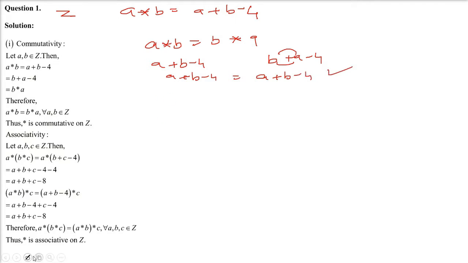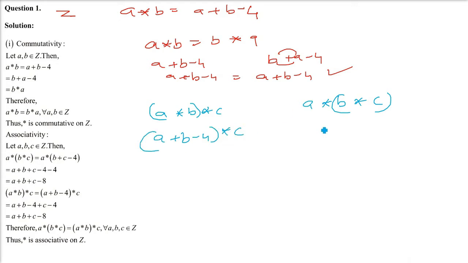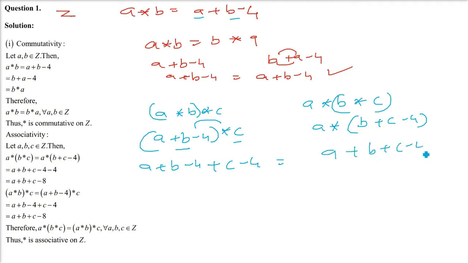In associative, what does it mean? It means whether A star B star C equals A star B star C, when AB is done first and BC is done first. A star B is simply A plus B minus 4, and then we'll do it with C. Here we'll have A star, this will be B plus C minus 4. Now the first term add with the second term, then you subtract 4. A plus B plus C, and then we have minus 4, minus 4, so A plus B plus C minus 8. Here also A plus B plus C minus 8. They both are same. So star is associative on Z.